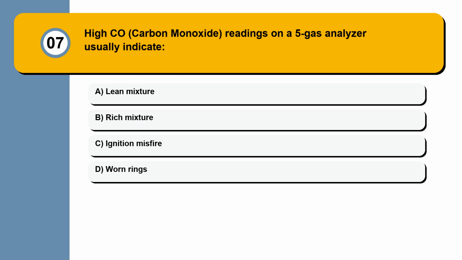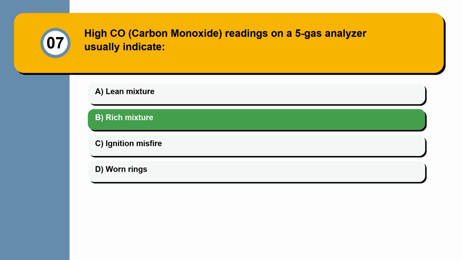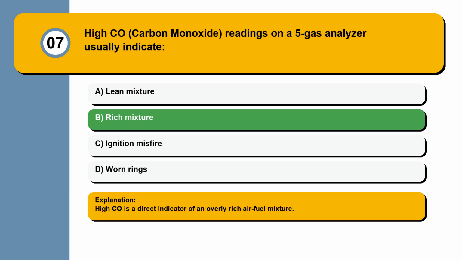Question 7. High carbon monoxide readings on a 5-gas analyzer usually indicate lean mixture, rich mixture, ignition misfire, worn rings. High CO is a direct indicator of an overly rich air-fuel mixture.